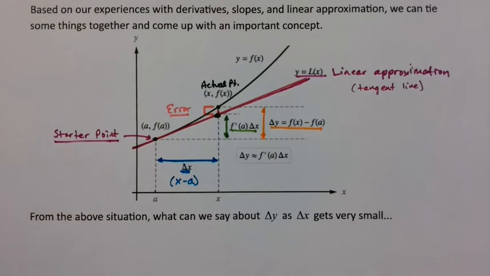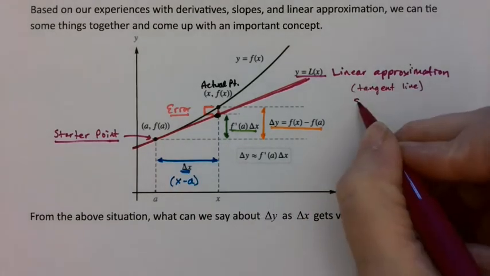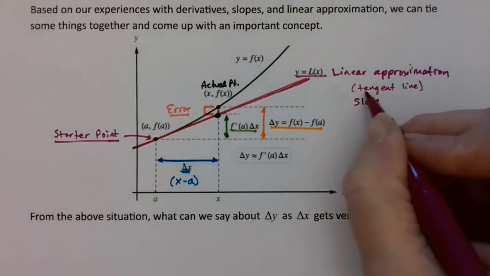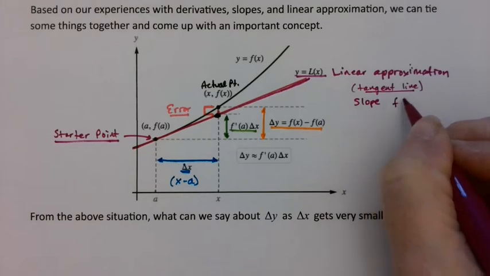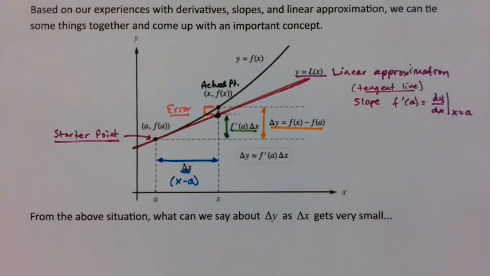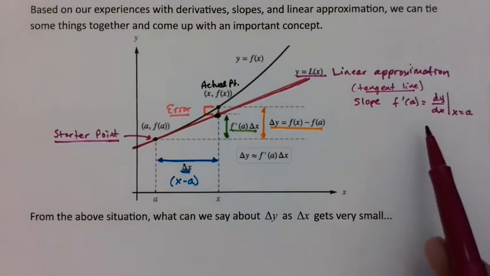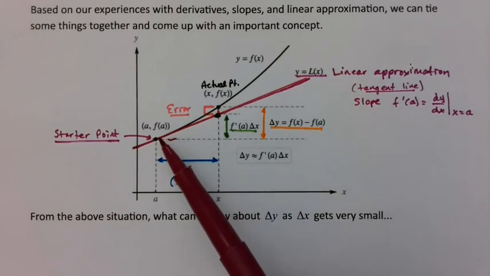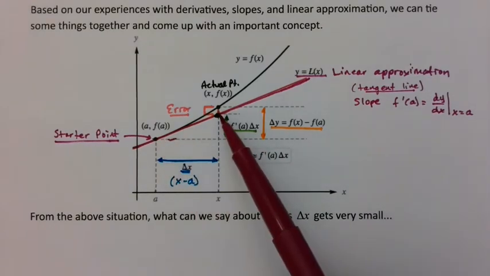So the linear approximation has a slope. It's a tangent line with slope f prime of a, which we all know is dy over dx at x equals a. It's a derivative, in other words. So it's f prime of a. So I'm using that slope to get me from this point over to this point.